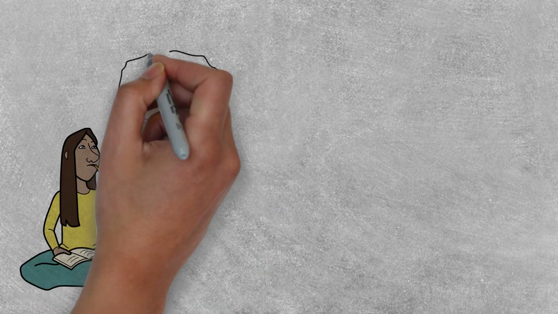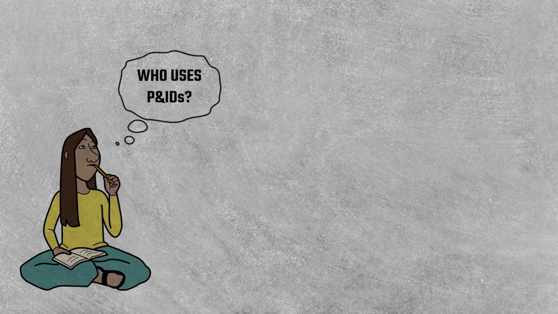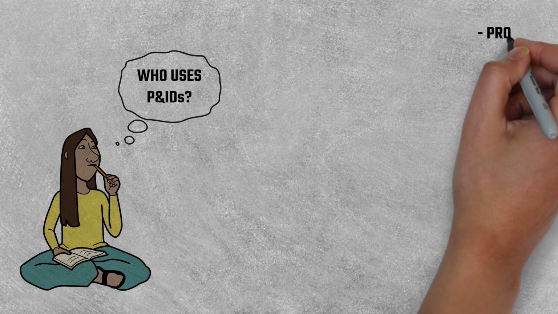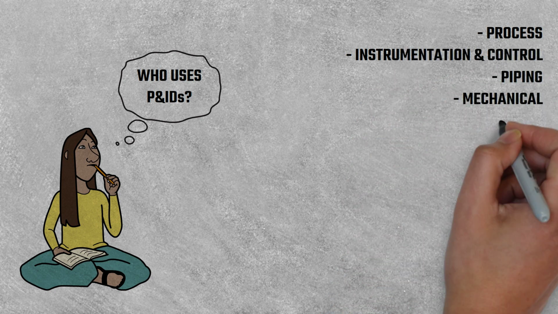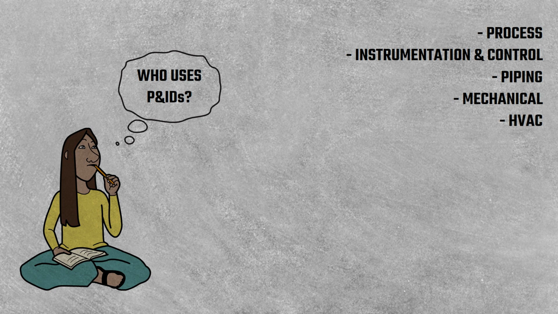Okay, so an important question. Who uses P&ID? You see, P&IDs aren't just handy diagrams to have around during the design phase. They're super important documents that get referenced by various engineering disciplines throughout the entire project. It is one of the few documents created by multiple engineering groups such as process, instrumentation and control, piping, mechanical, and HVAC, heat ventilating and air conditioning.